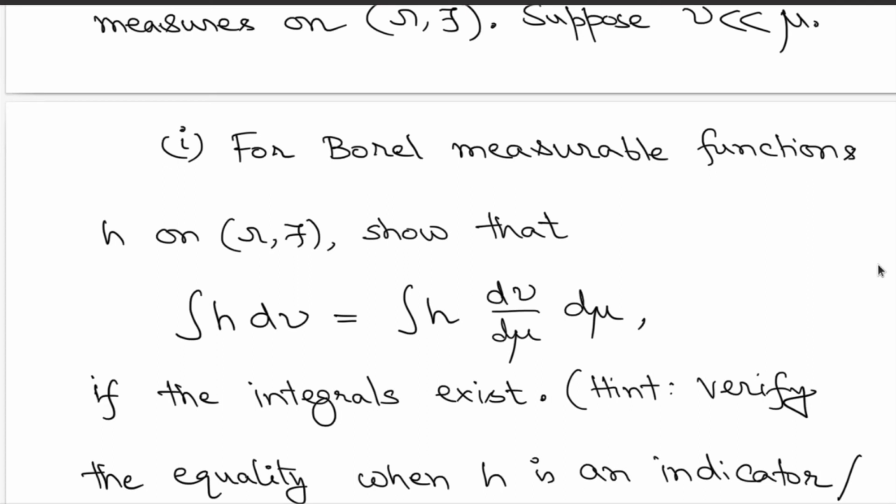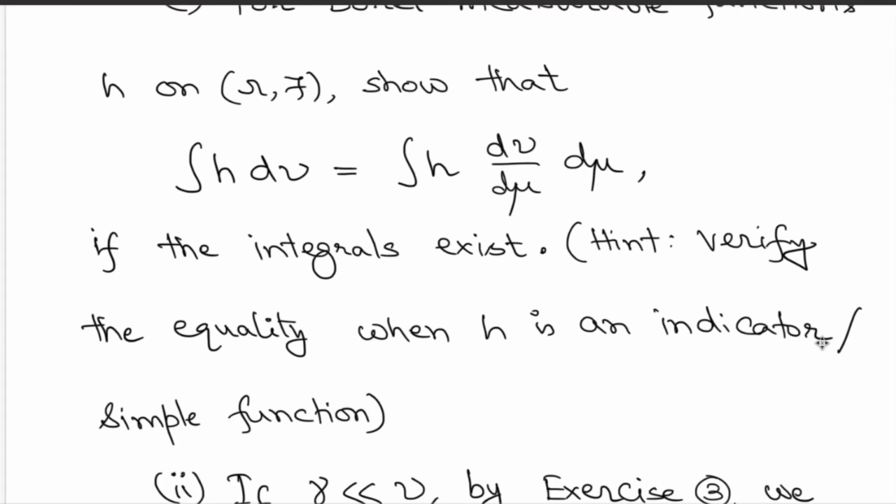So if you want to integrate a Borel measurable function with respect to the second measure, all you have to do is to go back to the first measure, multiply the function h by the appropriate density function. If you do that, all you have to do is to compute it in terms of the original measure mu. So how do you show this? Here is a hint for this exercise: try to verify this equality when h is some indicator function. Then go to simple functions and use the standard procedure of proving such equalities between integrations. But first try to do it for an indicator function.